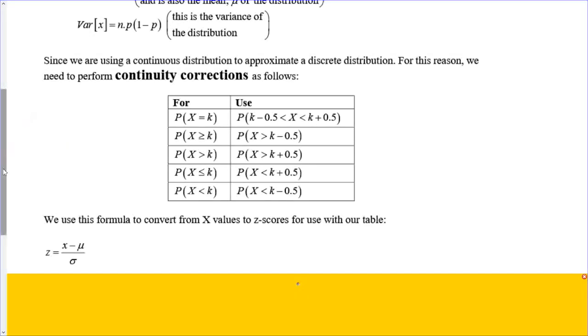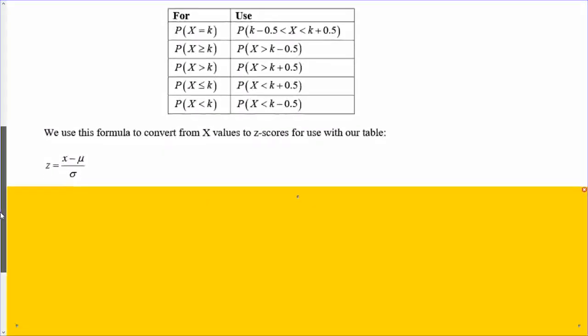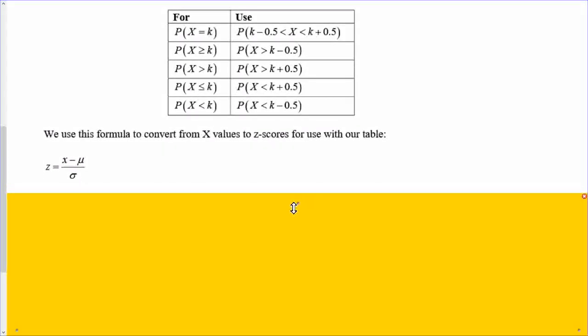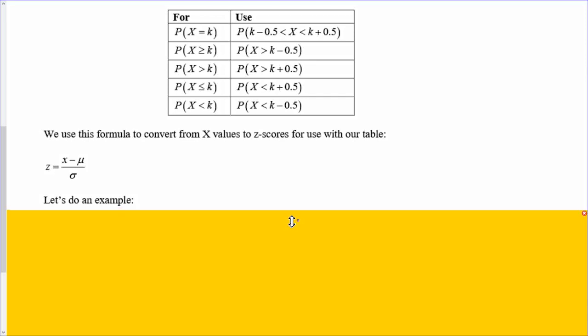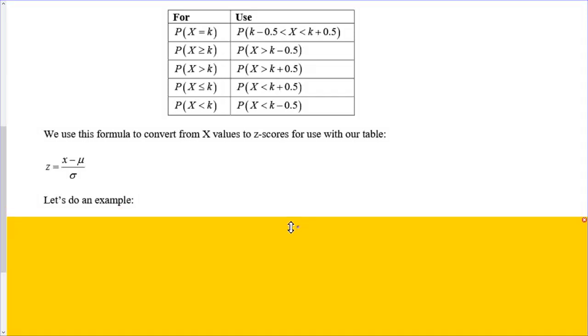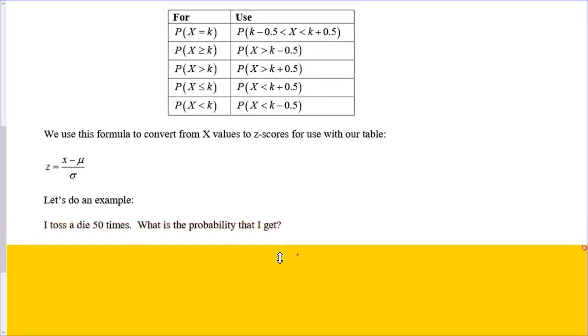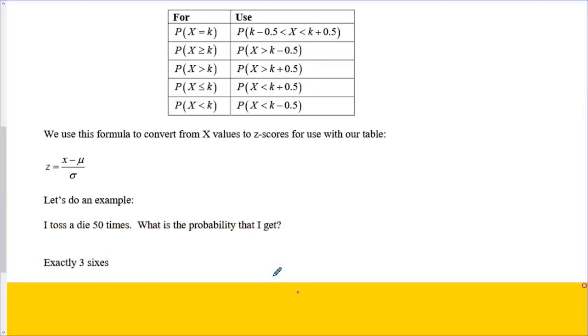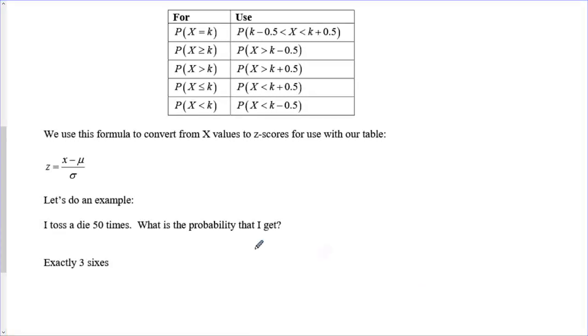Now, one of the big considerations is when does one actually use the normal approximation to the binomial? I don't suspect that questions are going to specify this. Let's just look at an example. So I toss a die 50 times. What's the probability that I get exactly 3 sixes? This is not a good question to use the normal approximation to the binomial because I can just do it directly. This is a binomial distribution.